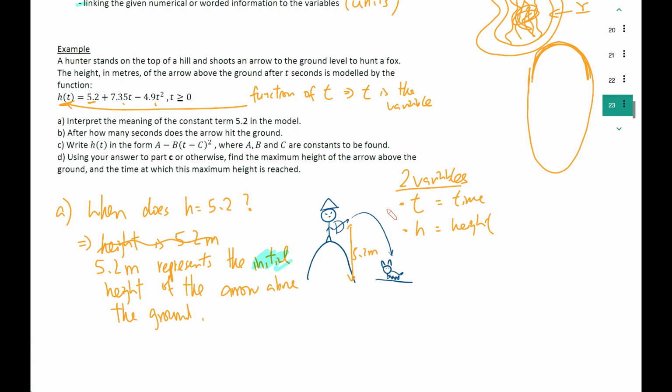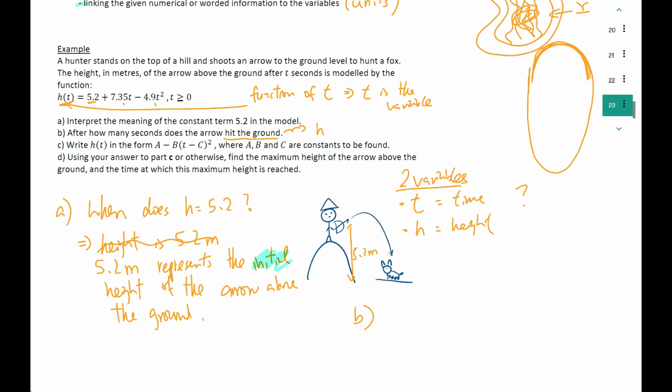All right. So part B. After how many seconds does the arrow hit the ground? Which variable are they asking for? After how many seconds means they're asking for time. Now, if they're asking for time, then surely we have to know the height. Does that make sense? So the question needs you to transform this into some information about the height. When it hits the ground, what is the height? Now, we start from 5.2 in here.